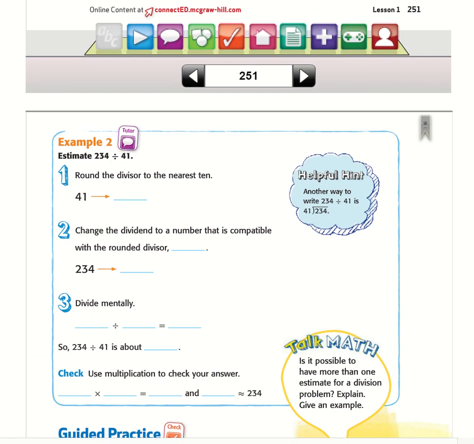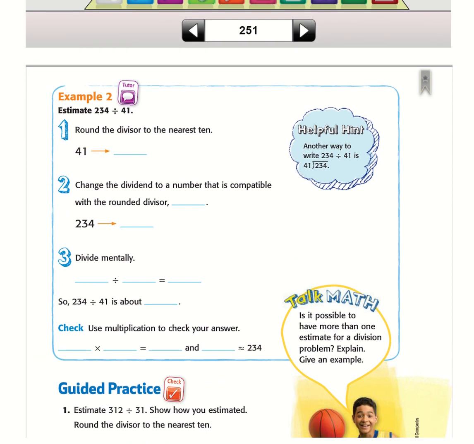So example 2, estimate 234 divided by 41. Step 1, round the divisor to the nearest 10. So here's my tens place. And my 1 is 4 or below. So I'm going to round down to 40.